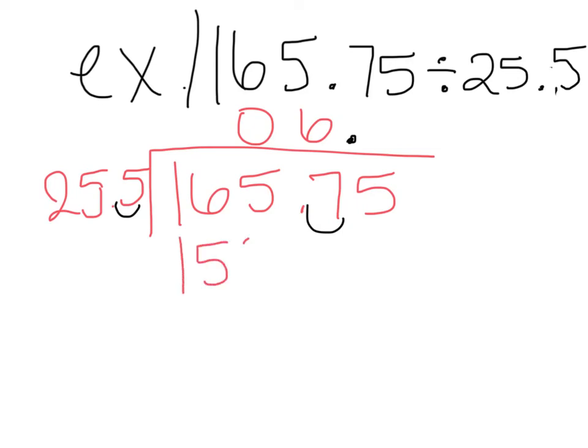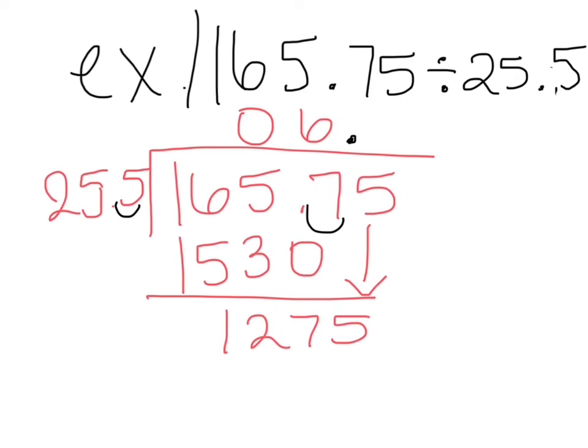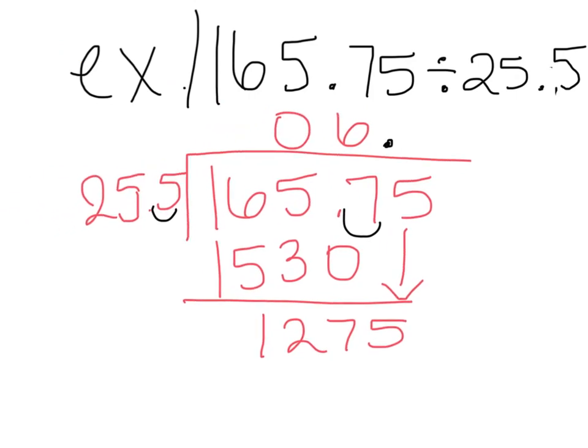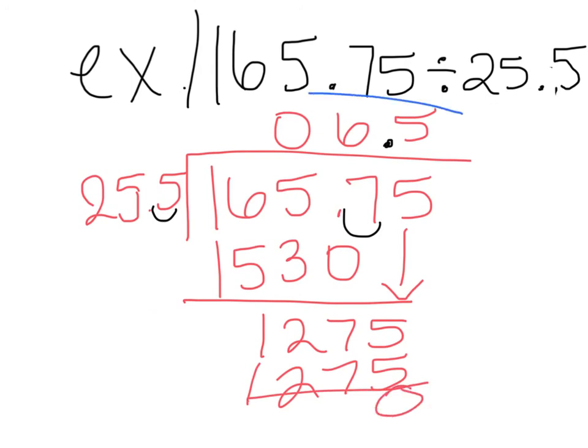And that gives you 1530. When you subtract those two, you get 120. Bring down the 5. And 255 goes into 1275 5 times. And it goes in evenly. So we're now done. And this is my final answer.